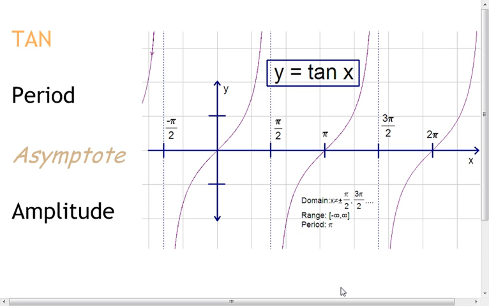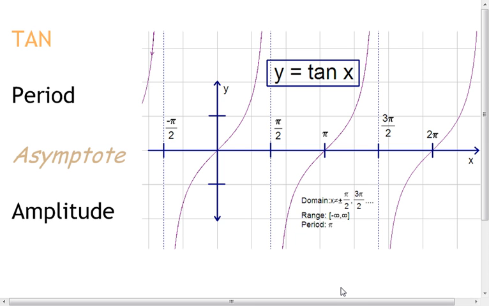So this is the parent tangent function, the graph of the basic tangent function with no transformations done to it, no numbers added in front or whatever. You can see what's different about tangent is, first of all, there is no high and low point. When we talk about amplitude with sine and cosine, amplitude was the distance between your high point and your low point in the midline. With tangent, there is really no amplitude, although we'll still talk about it.